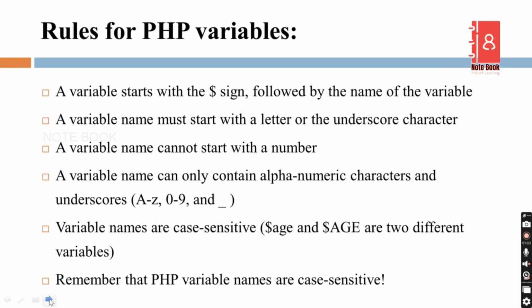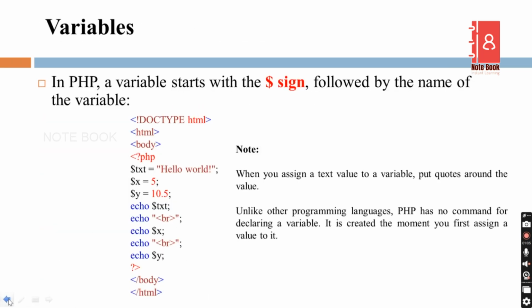Next, variables. In PHP, a variable starts with a dollar sign followed by the name of the variable. So this was the syntax. It starts with a dollar sign and is followed by the name of the variable. You can look at the example. In the body of the HTML, we have the PHP script where these variables were used.